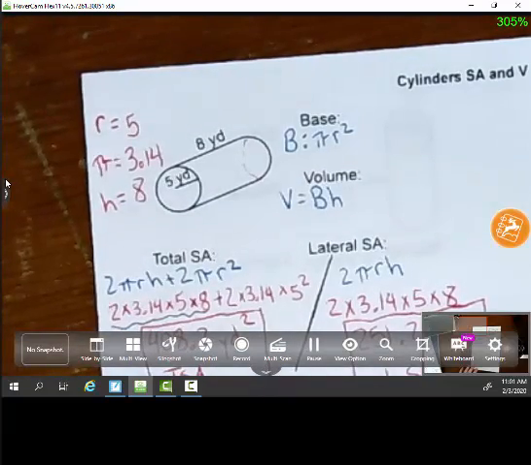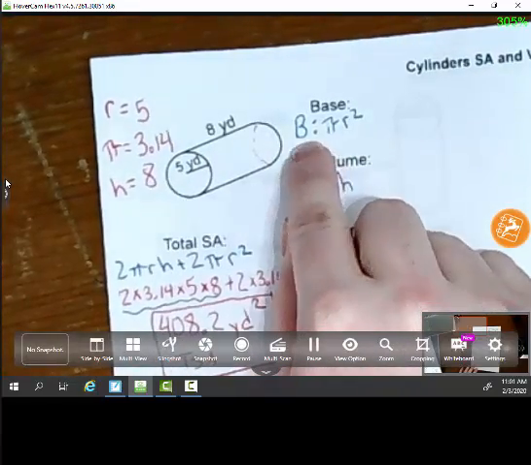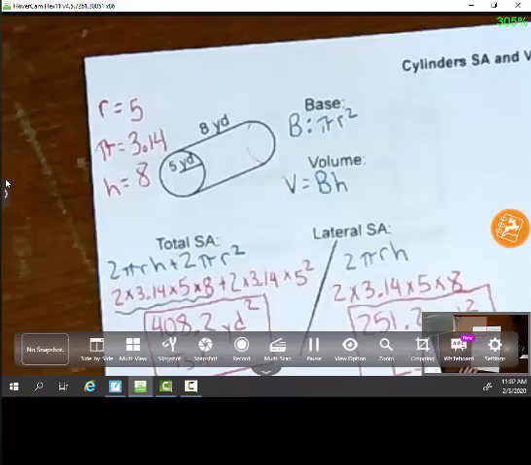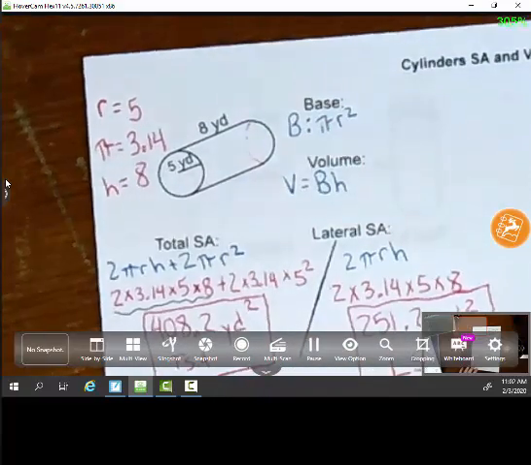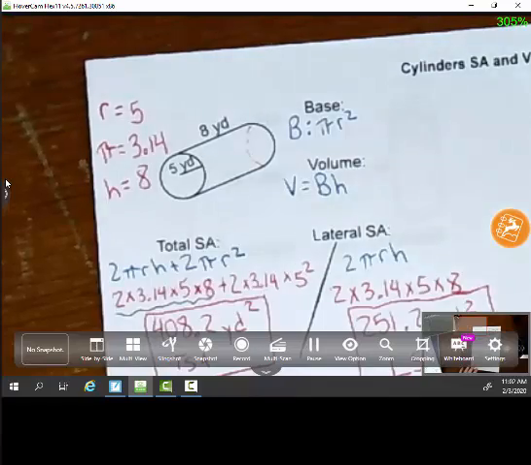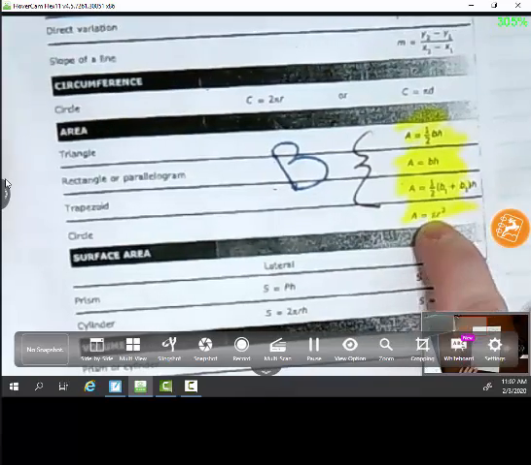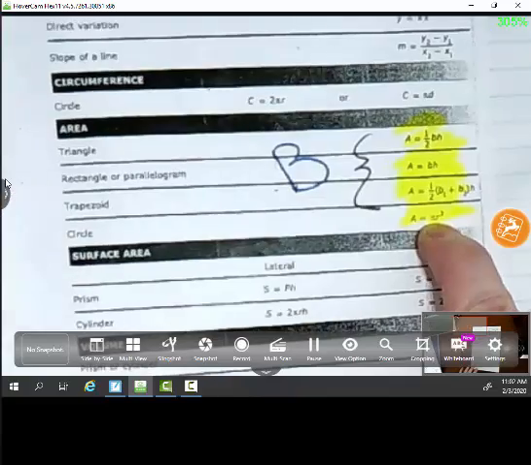So pi r h is for surface area, pi r h with big B is for volume, right? We have to have big B. Big B comes from this section up here. We're dealing with circles, so it's pi times radius squared. That's the area of that circle, the area of our base.